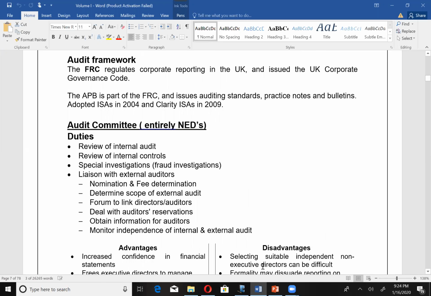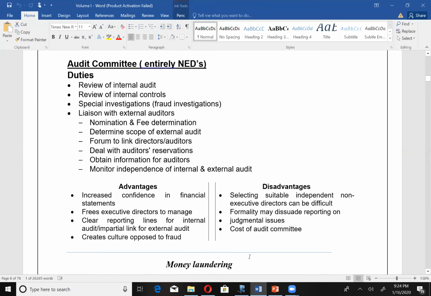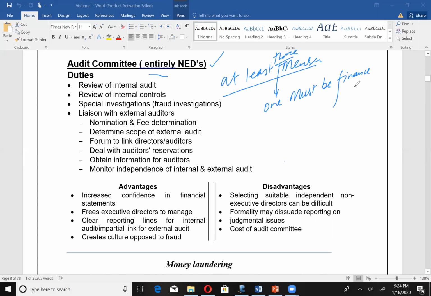Yes, the third is the audit committee. What is an audit committee? Students, we all know that it consists entirely of non-executive directors. At least 3 members there should be, and out of these, one of them must be a finance expert.